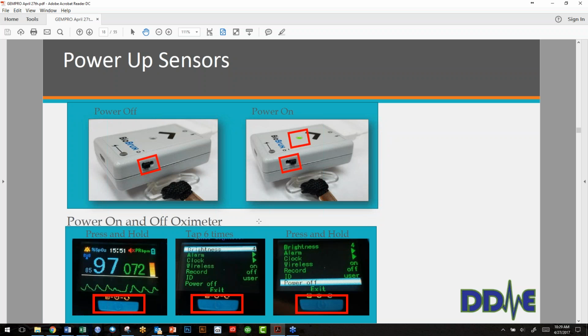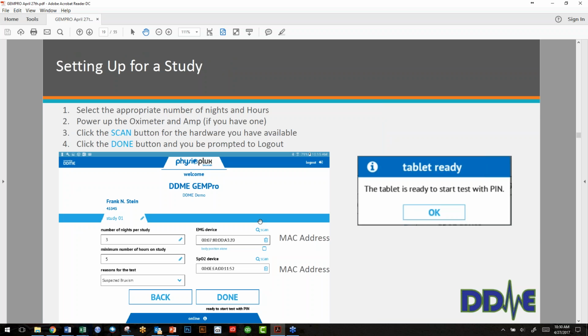Another screen is going to show up, but before you get too much farther, we have to turn the amp on and turn the oximeter on. The oximeter has a little blue button on it, and there's a little black tiny switch on the amplifier. And when you click next, this is the screen that you come up to.